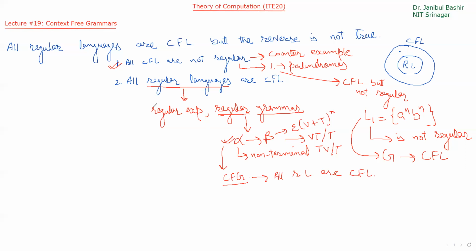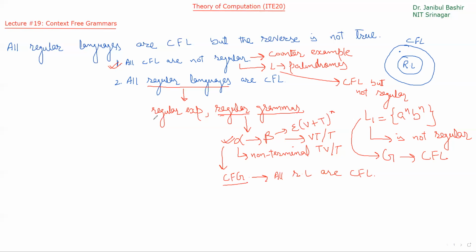So how have we proved this second statement? We said that all regular languages can be generated by regular grammars, and all regular grammars are context-free grammars. So a language generated by a regular grammar will also be generated by a context-free grammar. So that means every language that is a regular language is also a context-free language. Okay, so this is one method.